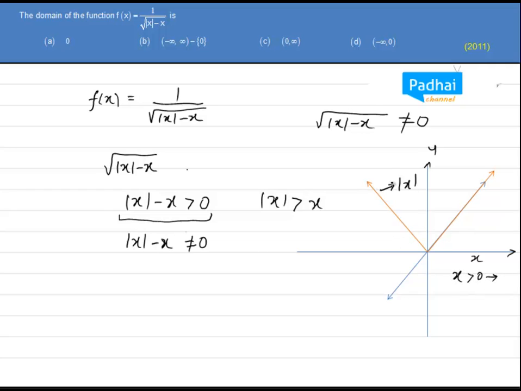Okay, and when x is less than 0, you can see that |x| is greater than x. This is y = x, and this is y = |x|. So when x is less than 0, |x| is greater than x. So my answer will be x less than 0. It means x belongs to (−∞, 0). So my answer will be D.